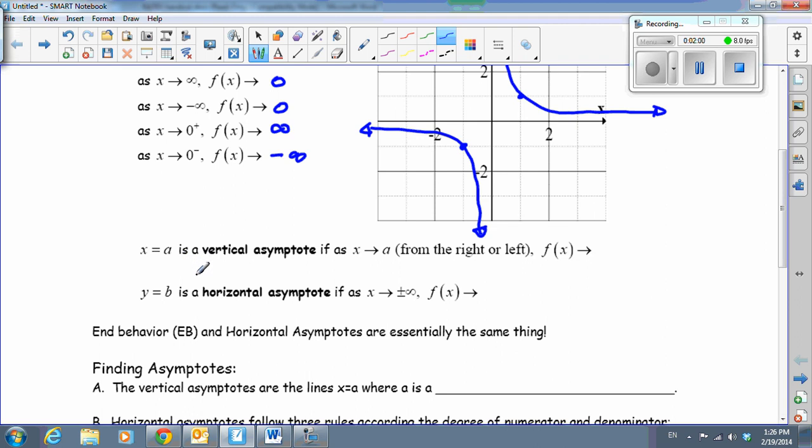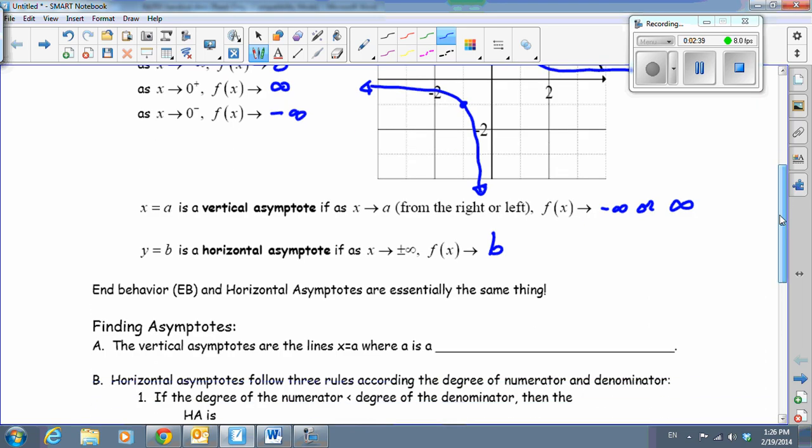X equals a is the vertical asymptote if, as x approaches a from the right or left, f of x approaches negative infinity or infinity, whether it's positive or negative. If it approaches one of them, then we have a vertical asymptote. We will have a horizontal asymptote, let's say at y equals b, if as x approaches plus or minus infinity, f of x approaches b. The end behavior, usually abbreviated as EB, is actually your horizontal and your vertical asymptote. They are the exact same thing.